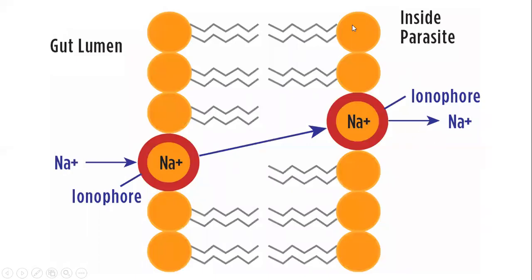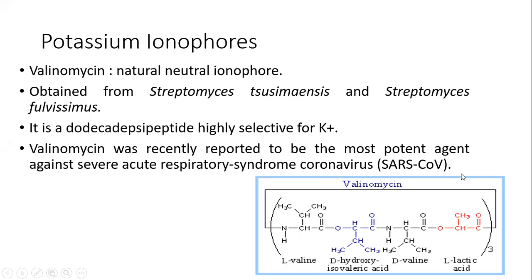Okay. This is the example. Gut lumen है और यहाँ पे आपका Na plus है. So inside, outside. So inside the parasite it is going, so that we are able to kill the parasite. Mainly it is the protozoa and the other parasites which are present in the gut lumen.